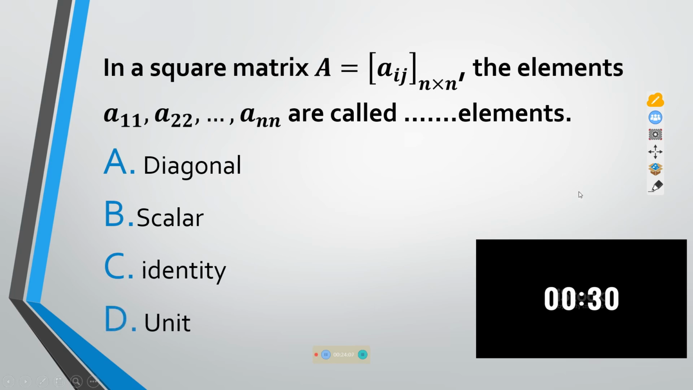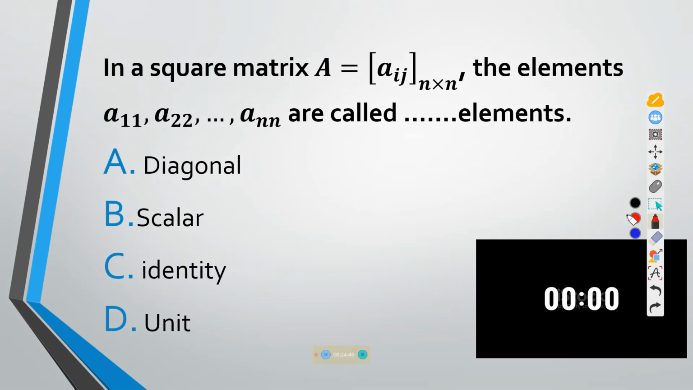So here is our next question, and you have only 30 seconds to get the answer. So your time is up. Let us look at the answer.